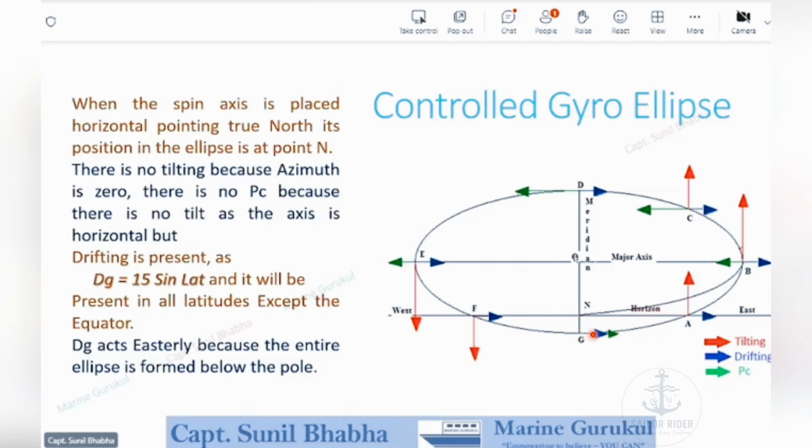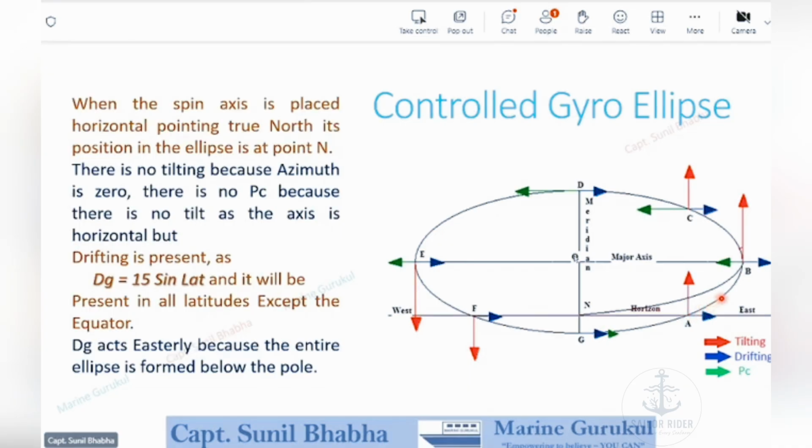As you go east of the meridian, upward tilting comes into the picture, pushing it upward. So the spin axis reaches back at point A. At point A, there is no control precession, easterly drifting and upward tilting takes it above the horizon and further eastwards.